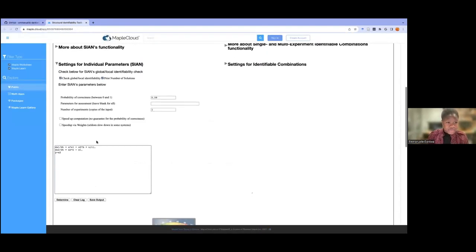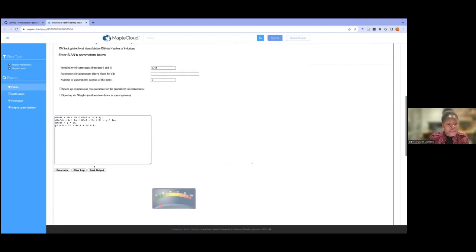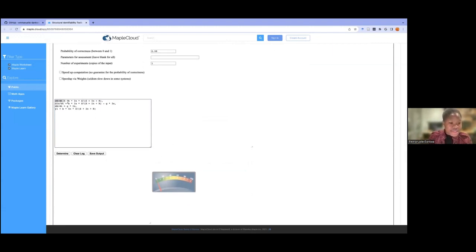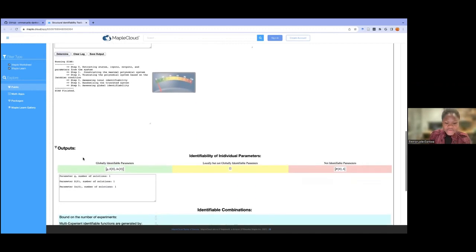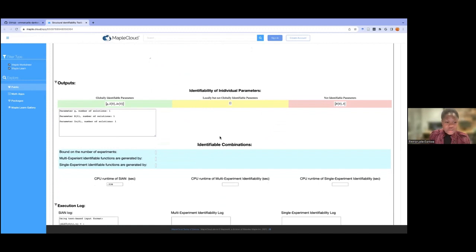So when we come back to CIAN, I will paste here my input. This is a differential equation for the susceptible state, the infected or infectious state, and the recovered state. And here I'm assuming that the output that I will observe or that I seek to measure is incidence, just written as a combination of the parameter beta and the disease state. So when I click determine, we see CIAN is doing something here. We scroll down and we find the results.